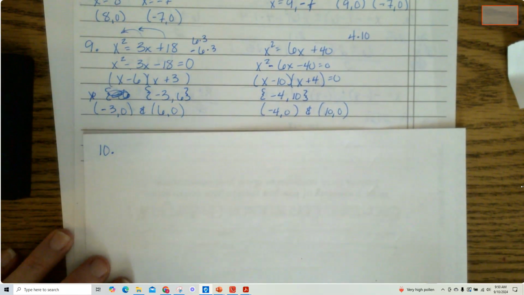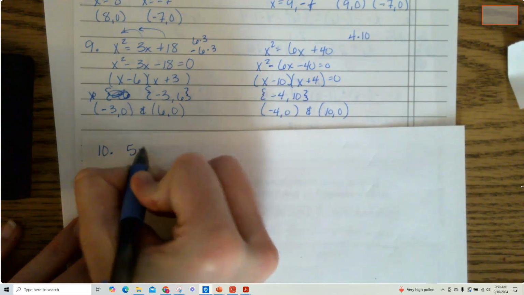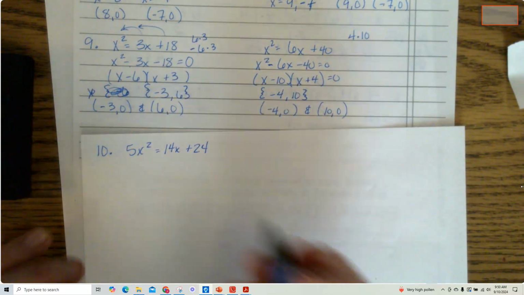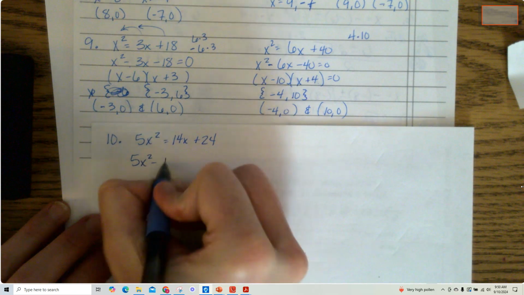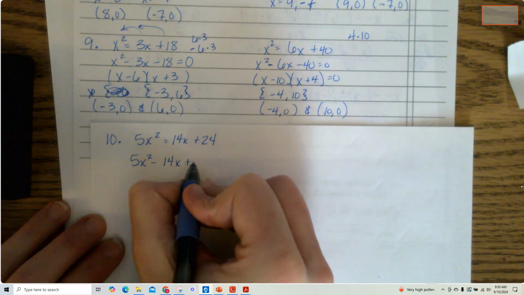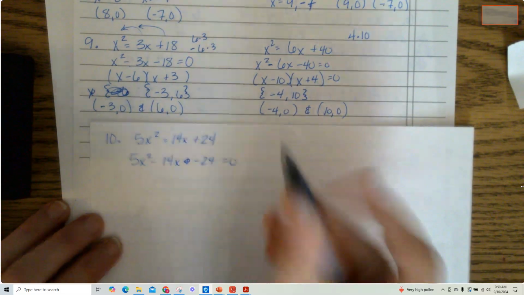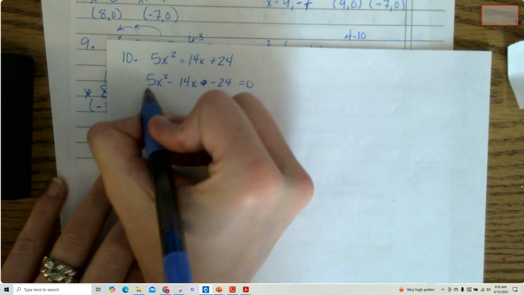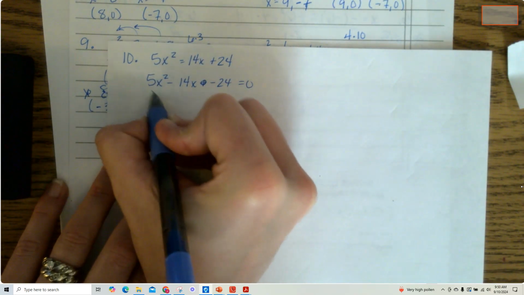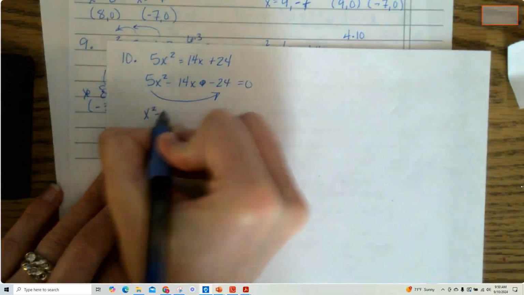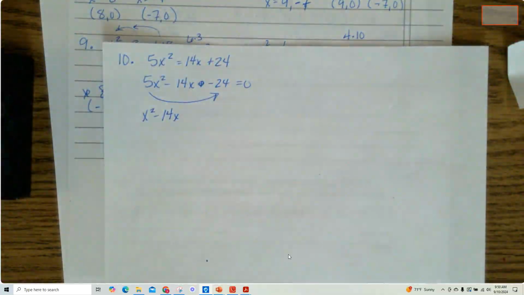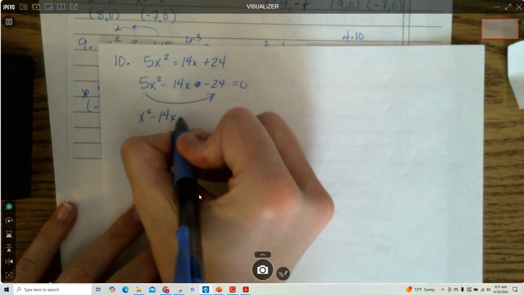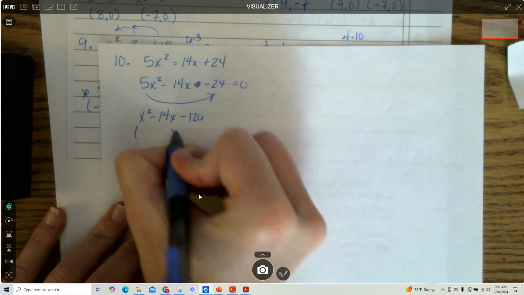All right, number 10. 5x squared equals 14x plus 24. Okay, same thing. Everything gets moved. But here's the next rule. Minus 24 equals 0. Can't do anything with this 5 here. I taught my kids slip and slide. Whatever's in front of the x squared, you slip to the end. So you're going to have x squared minus 14x, and then 24 times 5. 24 times 5 is 120. So minus 120. And then you can factor.